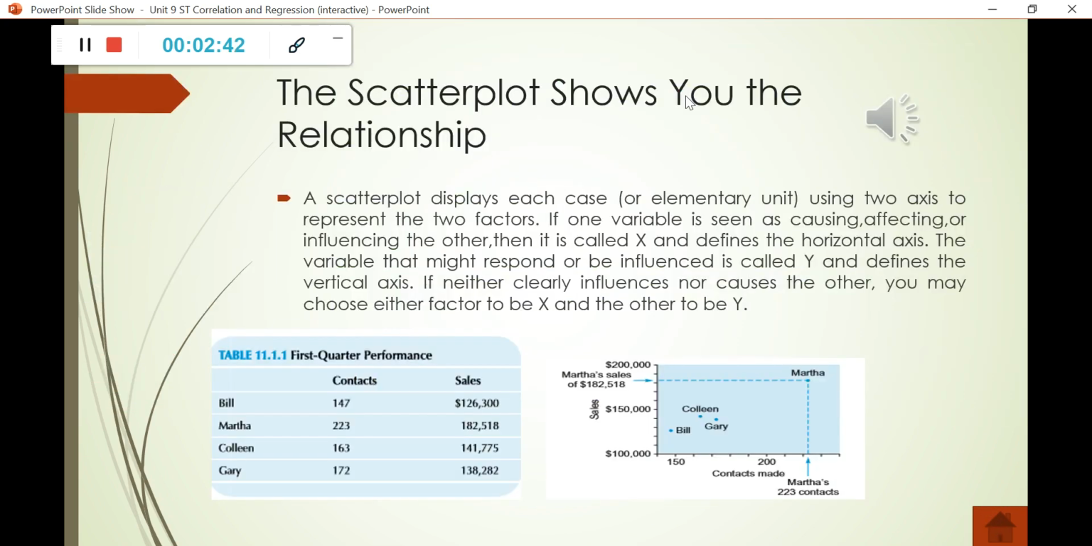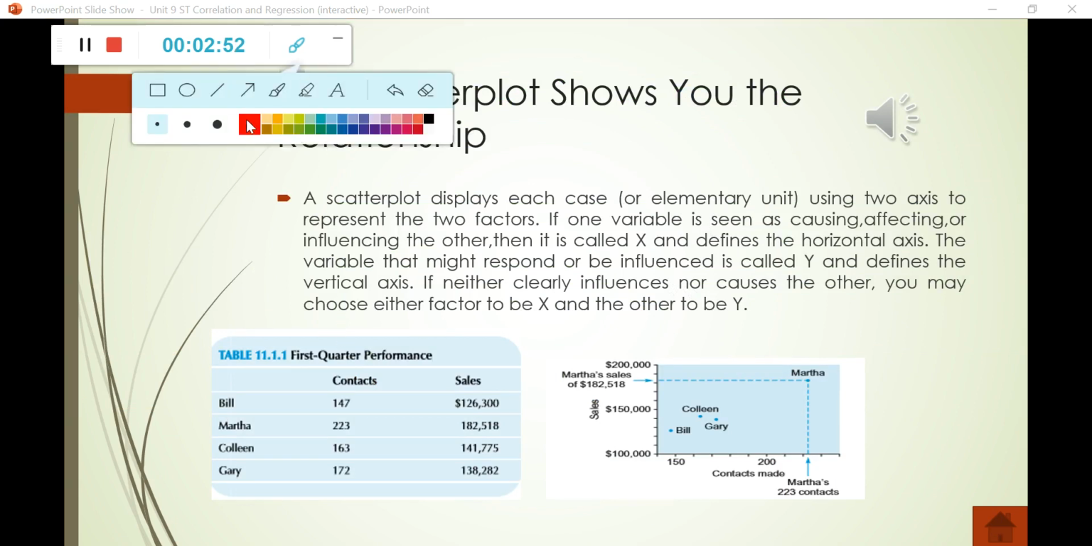Like I said, we're going to be talking about scatter plots, where we look at the relationship between the variables. Let's look at this data. First of all, we have to understand that we have the right bivariate data. Here we have the number of contacts and the sales. In this theory, we're trying to prove whether having more contacts increases the sales. Let's see if there's any correlation.